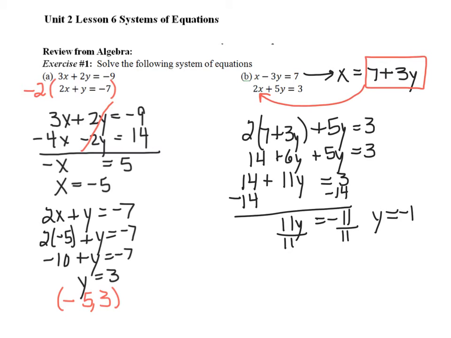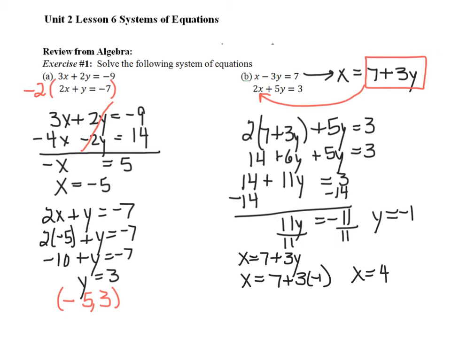Again, that's not our final answer. I need to know what my x answer is as well. So I'm going to take that equation that I wrote where x was equal to 7 plus 3y, and if x has to equal 7 plus 3y, I'm going to replace the y with a negative 1, so x is equal to 7 plus 3 times negative 1, so therefore x is equal to 7 minus 3, which is 4.